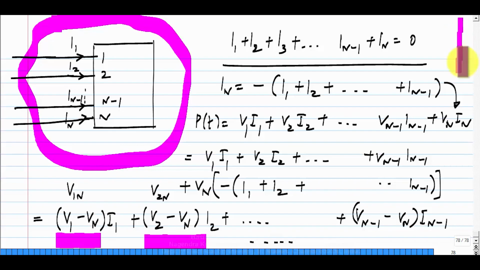I did all of this to show you that the reference terminal does not matter. You can choose any of the terminals as the reference terminal, define all the voltages with respect to that terminal, calculate the power. Regardless of what terminal you choose as the reference, you will get exactly the same number. I have shown it for one particular case, you can always try it for something else. Let us say, for instance, you can make terminal 2 the reference terminal and see what happens.